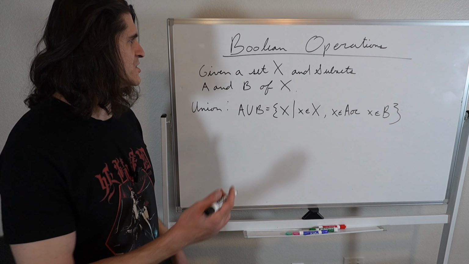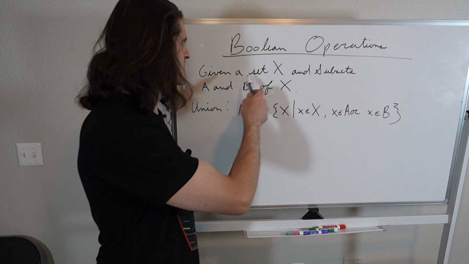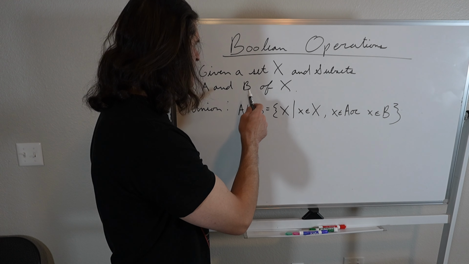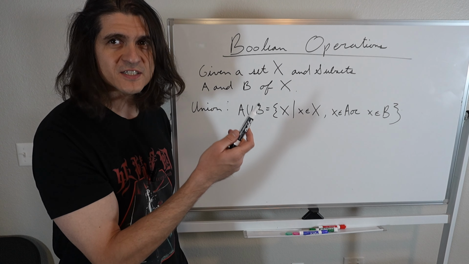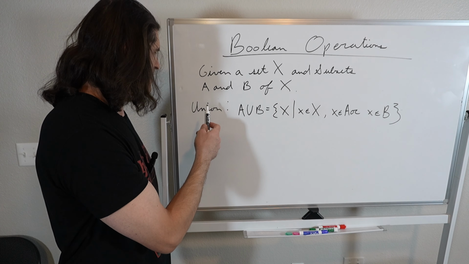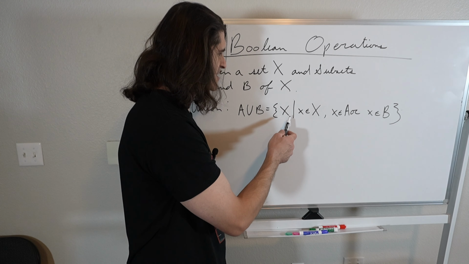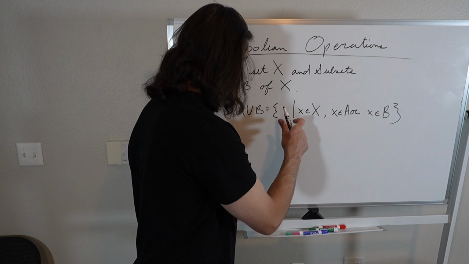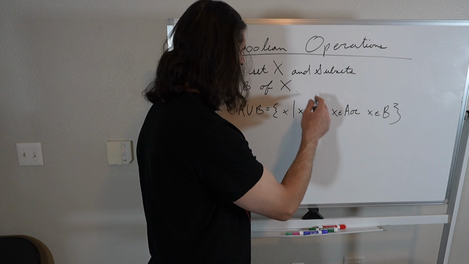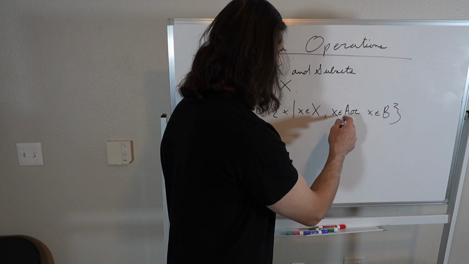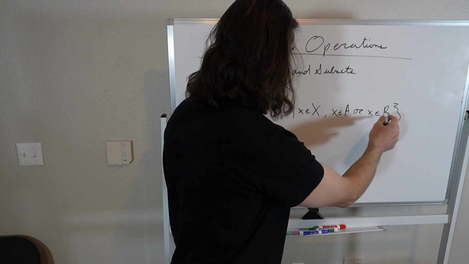Okay, so for Boolean operations, we're going to start off with a very similar definition for each of these operations. So given a set X and subsets A and B of X, and in this case, we could think of big X, oftentimes you'll hear it referred to as a universal set. So let's start with the union. A union B, in set builder notation, we would read it as little x, because it's a member, x, such that x is a member of big X, the universal set, where x is a member of A, or, and this is the important word, x is a member of B.